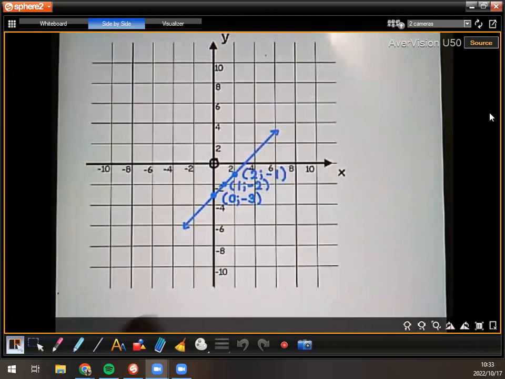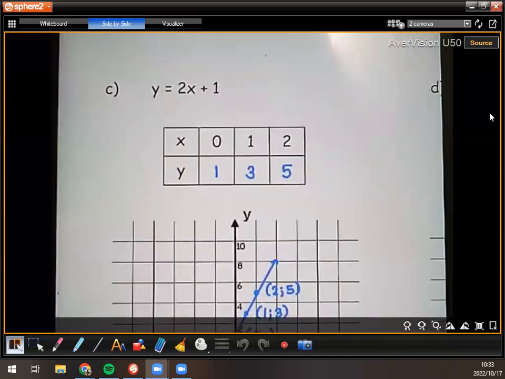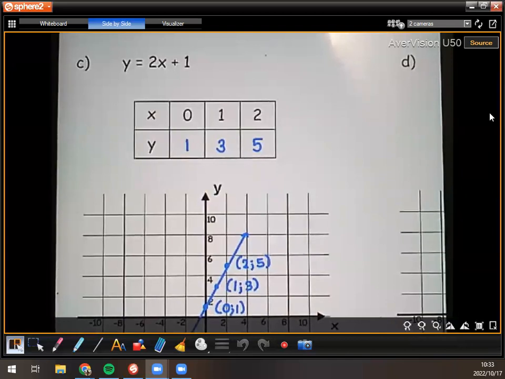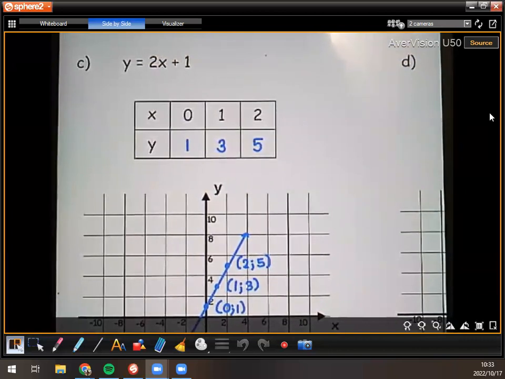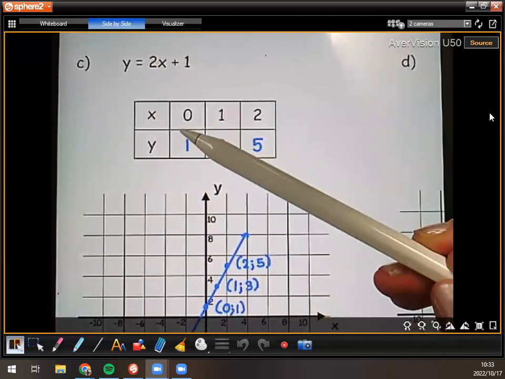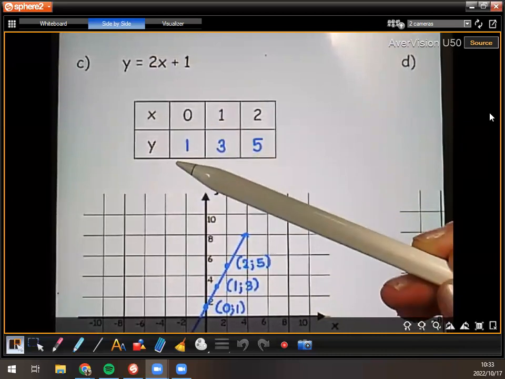Right, C. Okay, C was a bit more complicated. It wasn't just your x value minus something or plus something. Now you have to multiply your x value by 2 and then add 1. Alright, so if x is 0, what's 2 times 0? 0 plus 1 is 1.